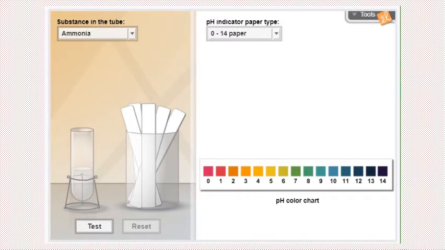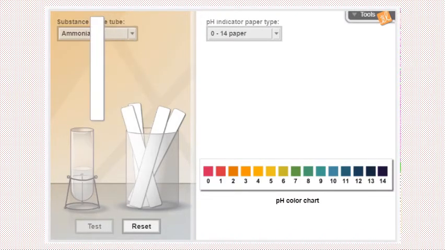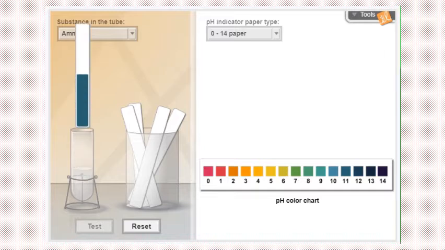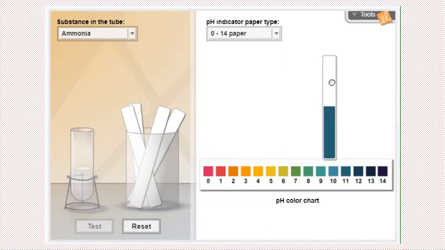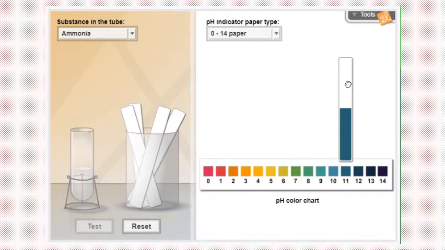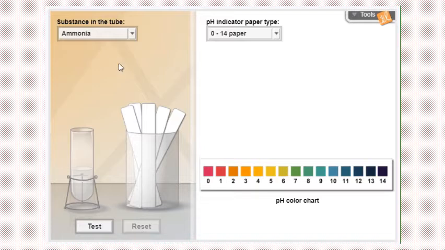Let's test the ammonia. Is ammonia acidic or basic? We will use the color indicator and then compare the color to the pH color chart. The color shows that the ammonia has a pH equal to 11. So is it acidic or basic? It is a base since it has a pH greater than 7.